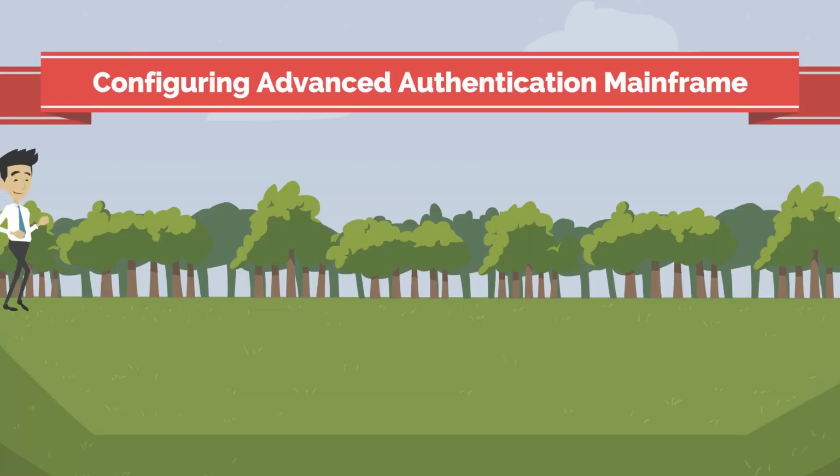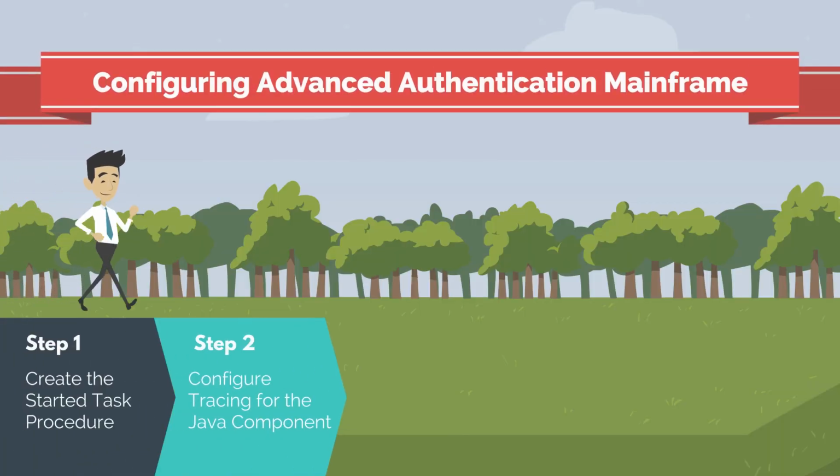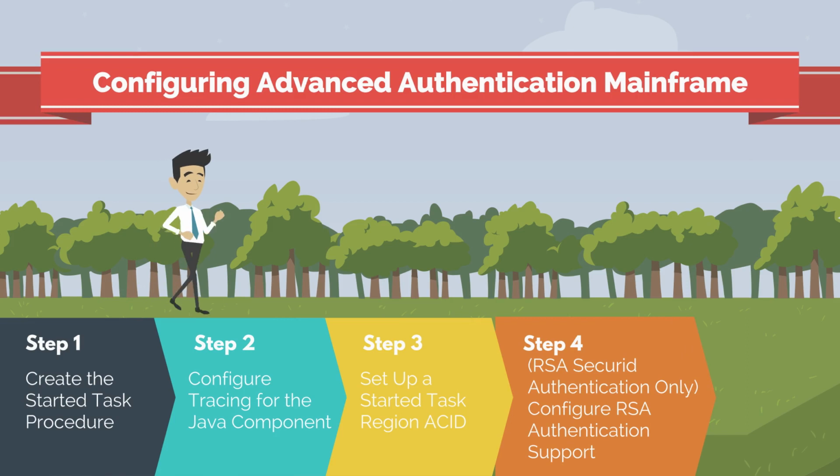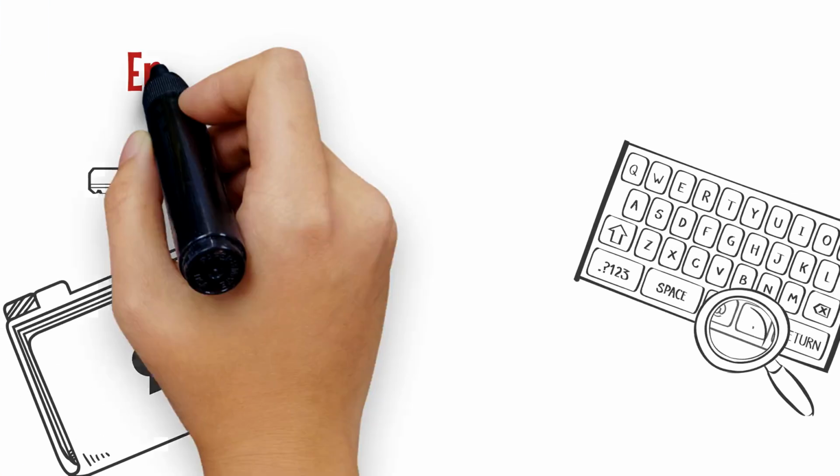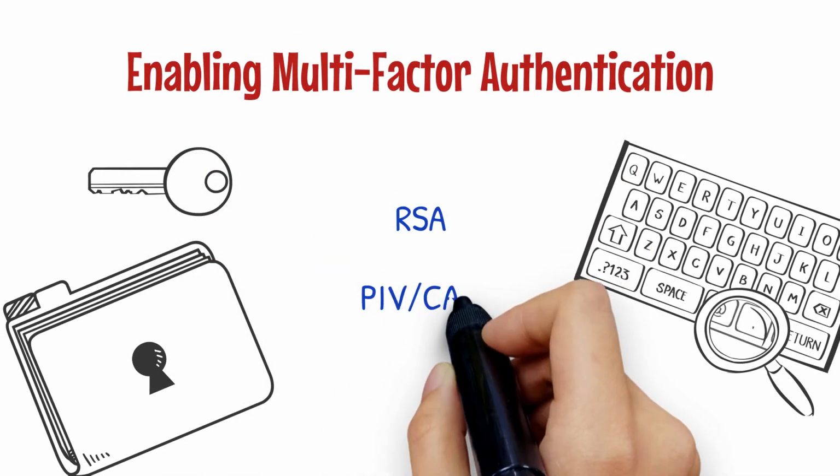To configure Advanced Authentication Mainframe, create and customize the Advanced Authentication Mainframe Started Task procedure, configure tracing for the Advanced Authentication Mainframe Java component, create and set up an Advanced Authentication Mainframe Started Task region ACID, and if you're planning to use RSA authentication, configure the RSA SecurID authentication support. With installation and configuration complete, you can enable authentication factors as needed.